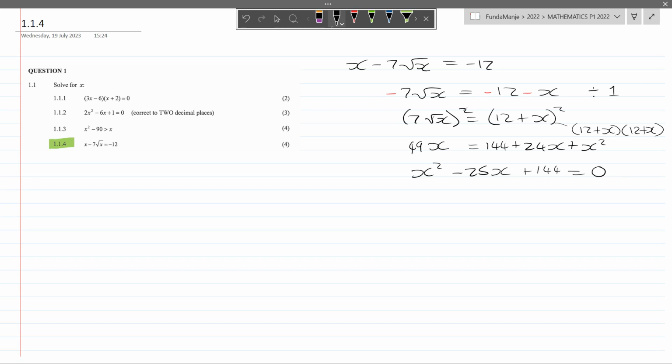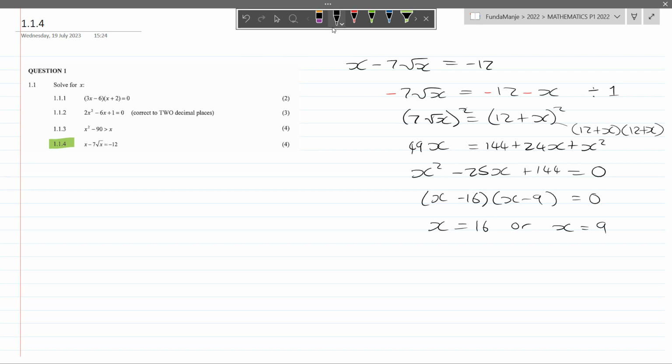Then we want to break this up into 2 brackets as we usually do, or you still have the option of using the quadratic formula, whichever one you're most comfortable with. So factors of 144 that can give us 16 and that can give us minus 25 would be 16 and 9. So if we have x minus 16 and x minus 9, we will have our answers being x either equal to 16 or x is equal to 9.